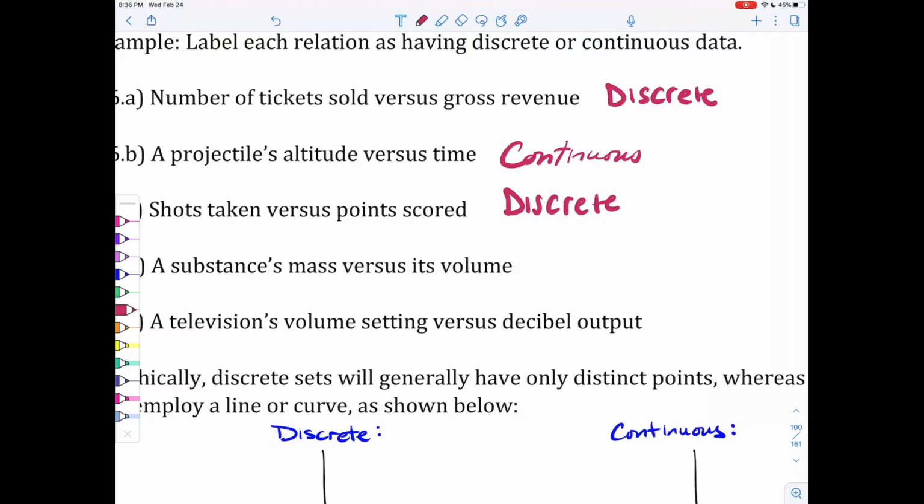So, and that goes for any bit of matter. It doesn't just suddenly, poof, disappear. So this is continuous.